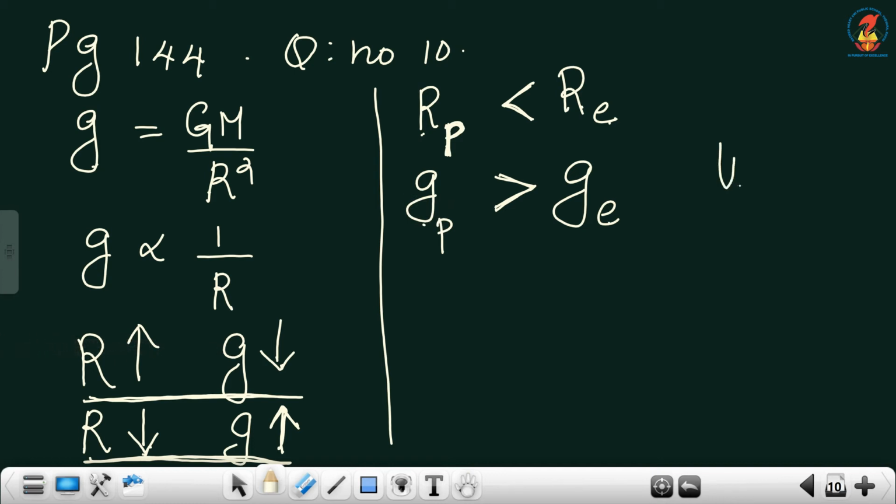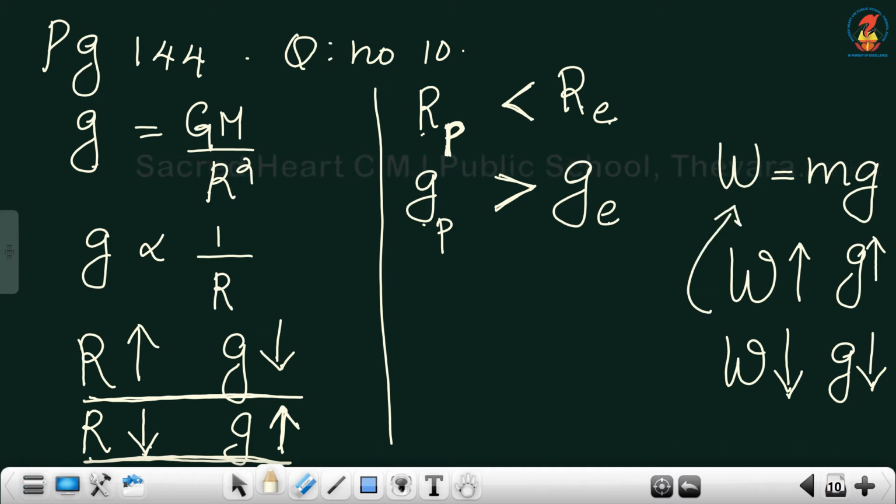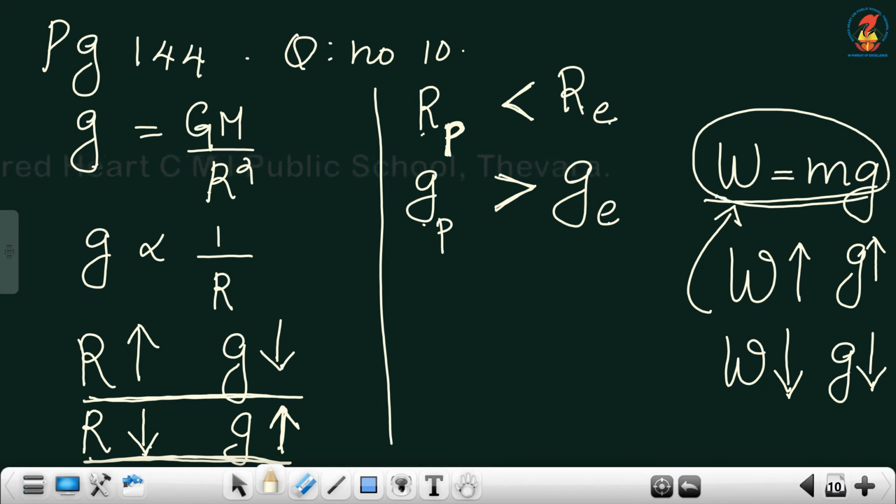Again, we know that W is equal to mg. So, if acceleration due to gravity is more, the weight of the object will also be more. If acceleration due to gravity is less, the weight of the object will also be less, depending upon this equation W is equal to mg.